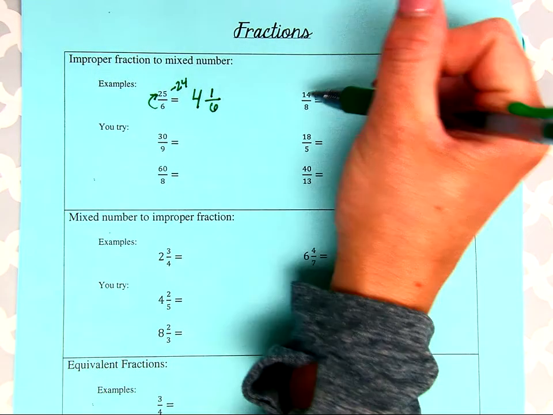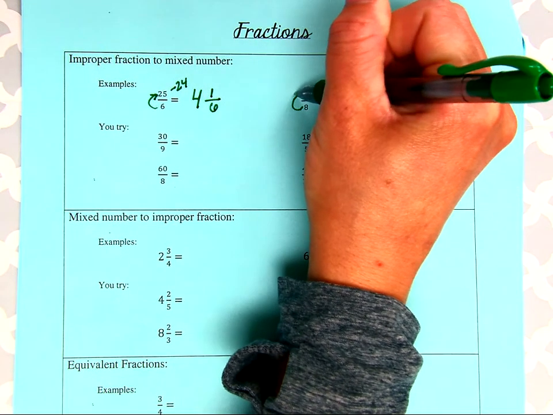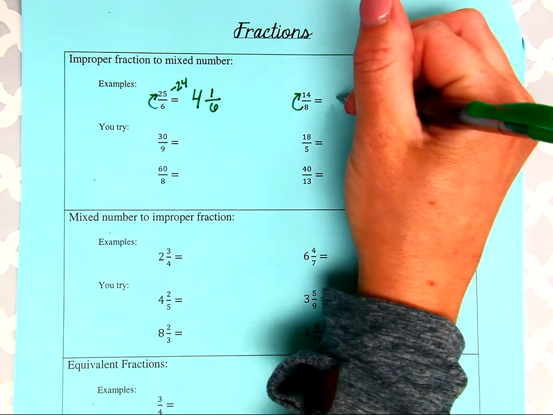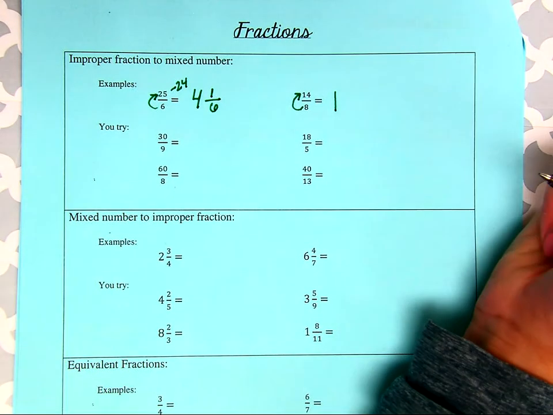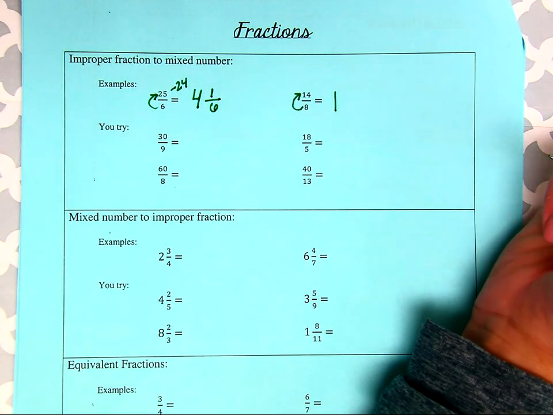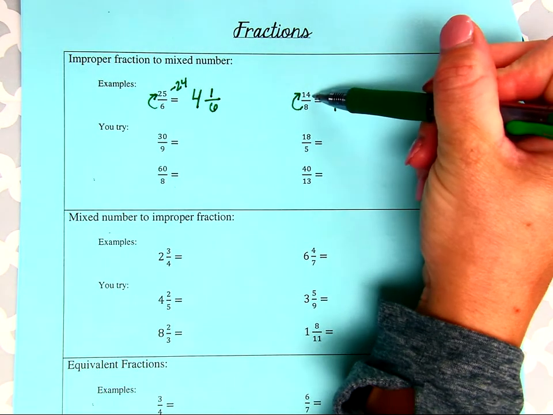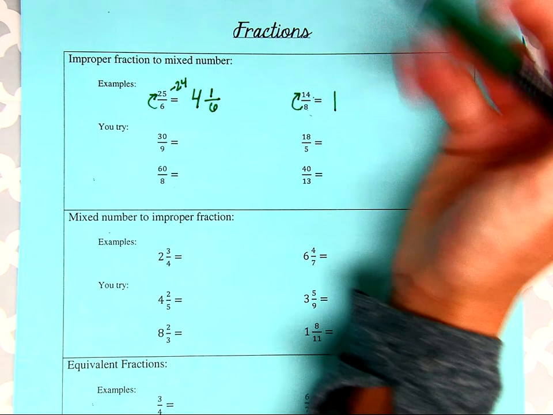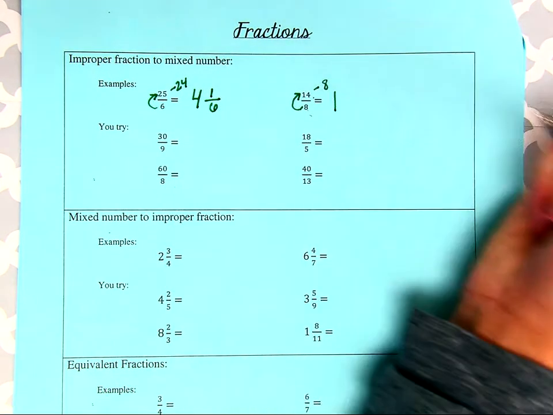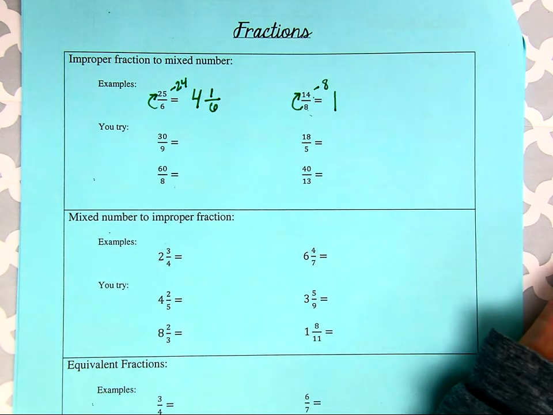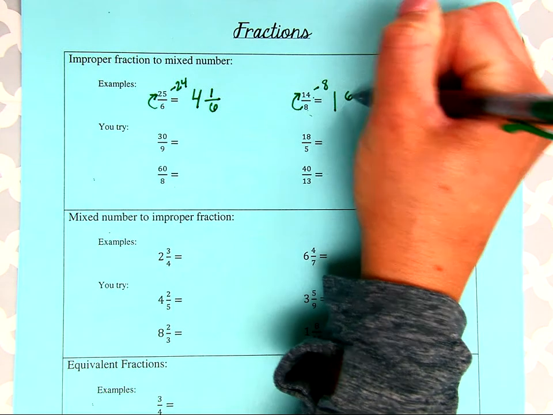Okay, so one more example here. 8 can go into 14 only once, so that makes our whole number. Twice would be 16, and we don't have 16, we only have 14. So 8 times 1 gives me 8 that I'm taking away from my numerator. 14 subtract 8 leaves me with 6.